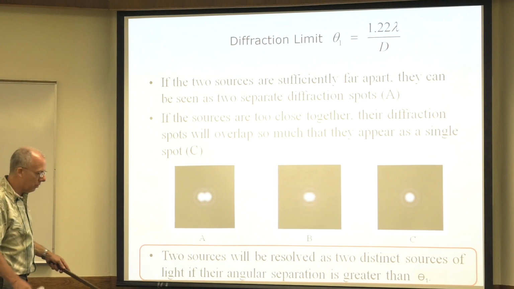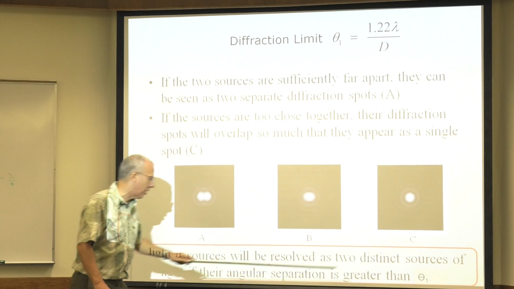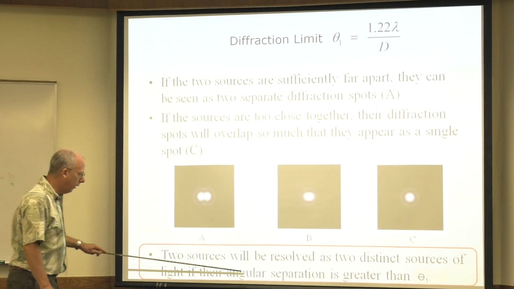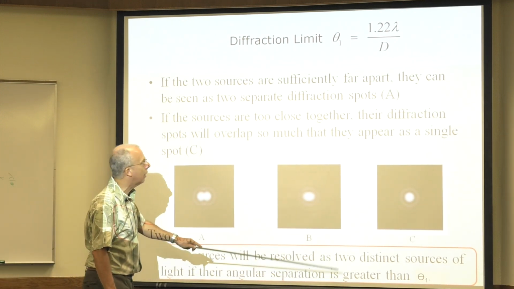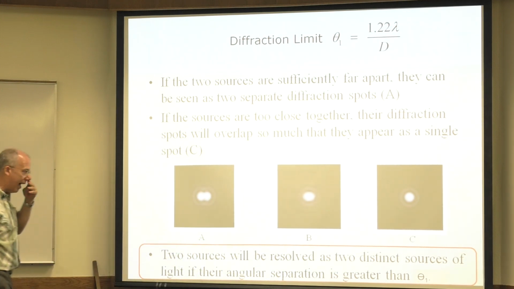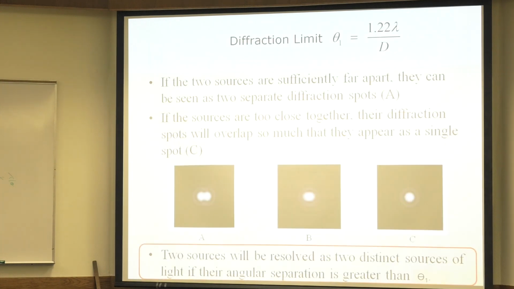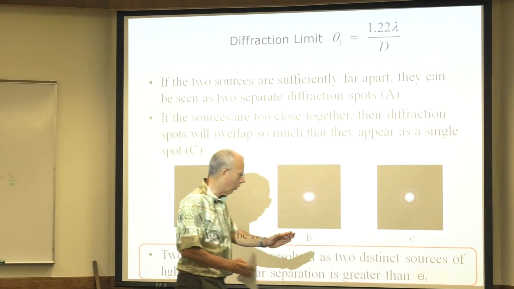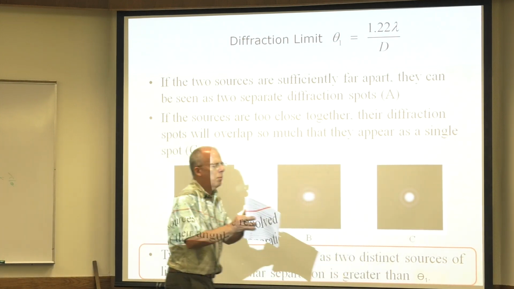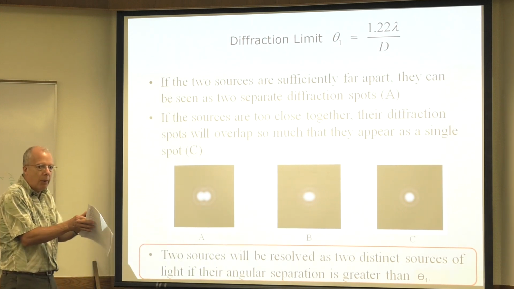Now here's the thing. Two sources, stars or galaxies or whatever, will be resolved as two distinct sources of light if their angular separation is greater than theta 1. Okay? So that's it. So in other words, you want to have your telescope so theta 1 is as small as possible, because in order to resolve it, you need something to be greater than that, right?